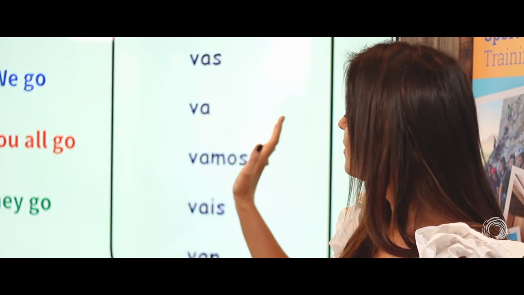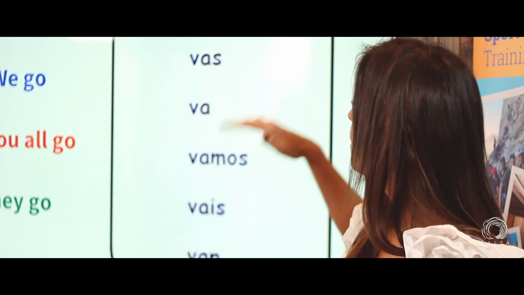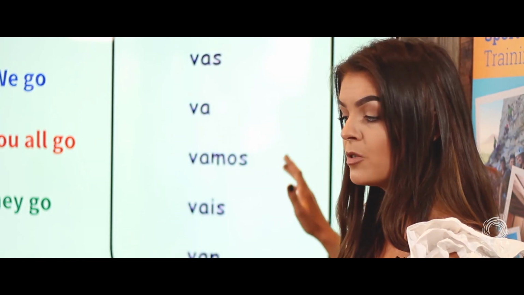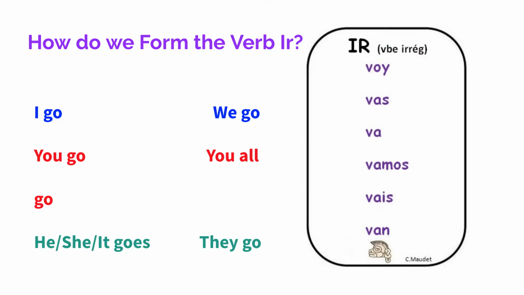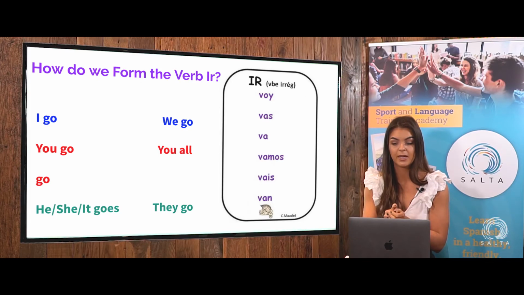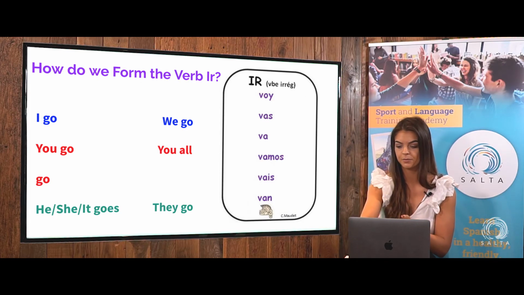So again, we have the same conjugations in English. Voy, vas, va, vamos, vais, van. V, V, V, V, V, V. V for voyage, you're going to remember it that way. It's not a hard verb to learn off.